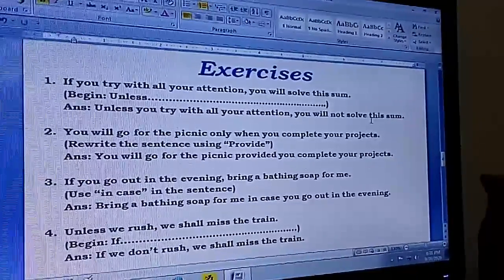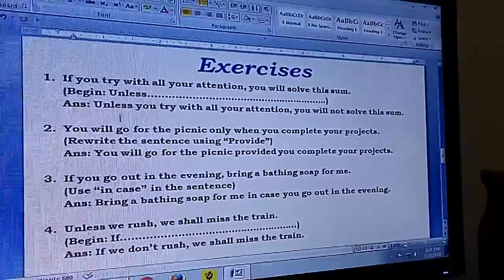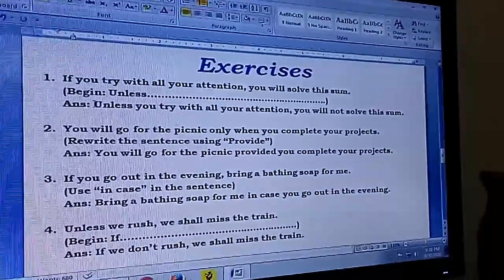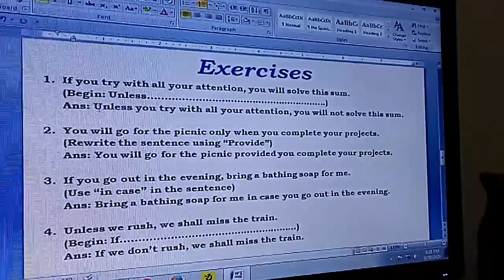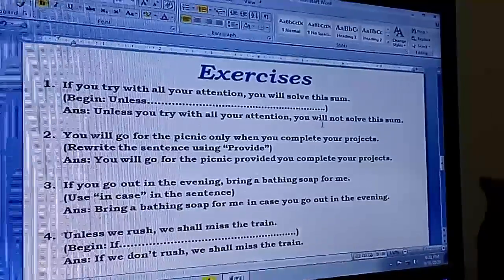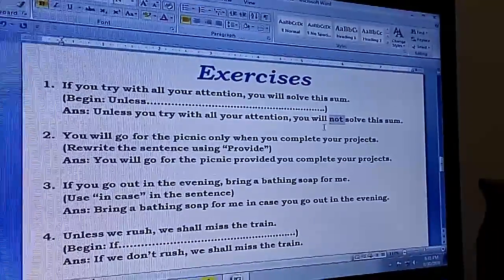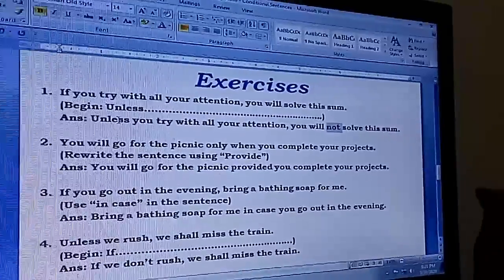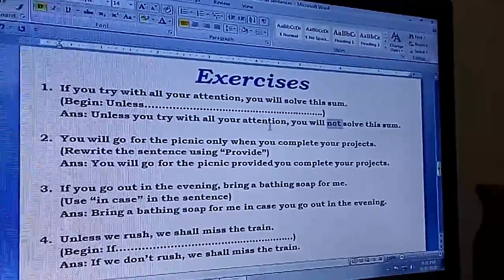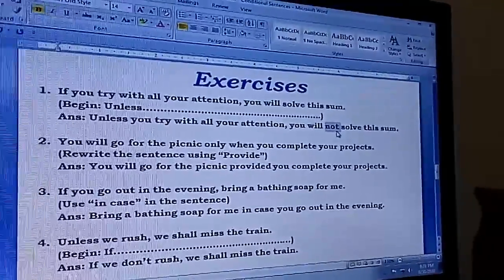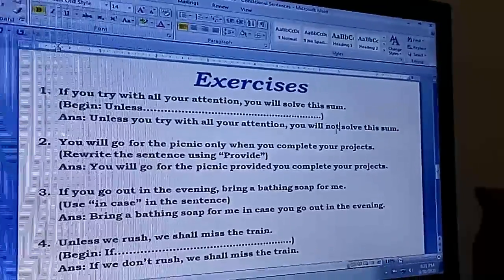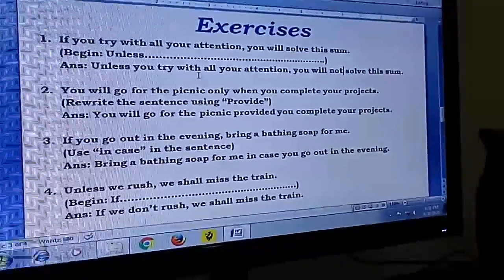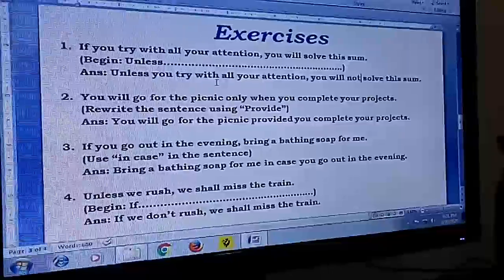In earlier classes also, I have informed you that if you make unless a negative, it is called type A negative, and to bring this positive one, you have to bring another negative this side, not. So two negatives, like the algebraic method, two negatives make one positive. Unless you try with all your attention, you will not solve this sum. That means if you try with all your attention, you will solve the sum.